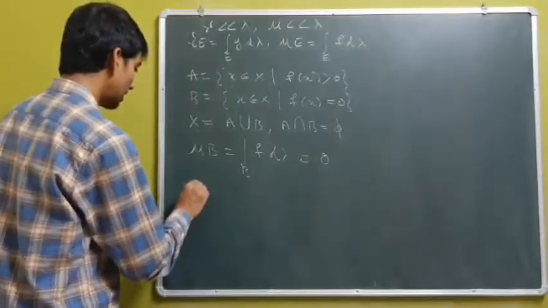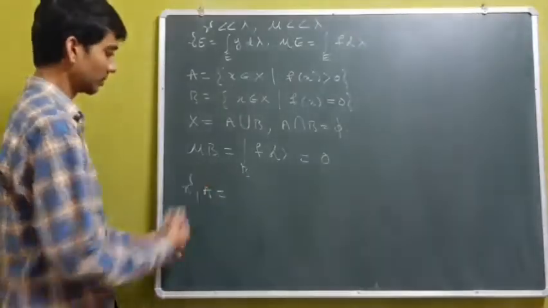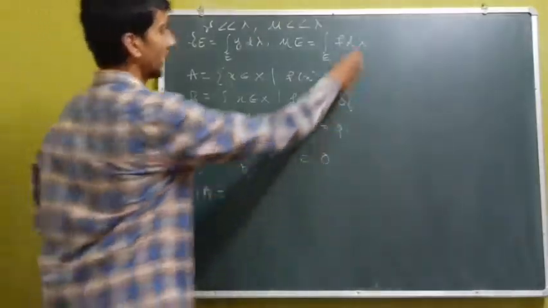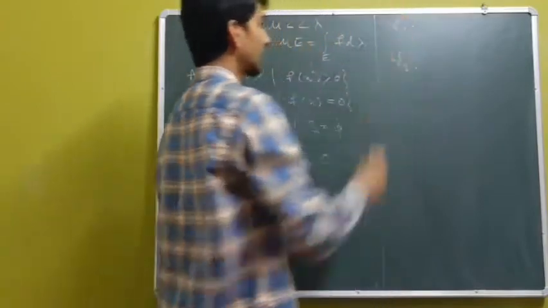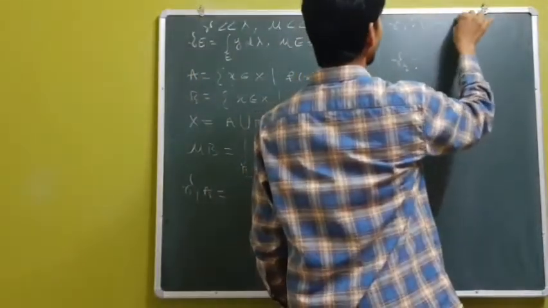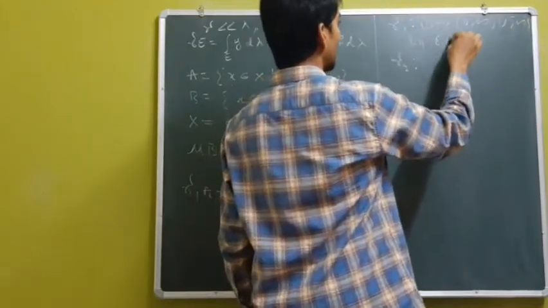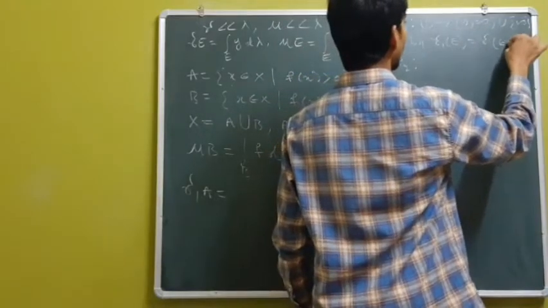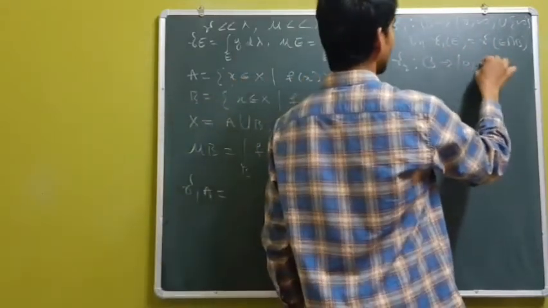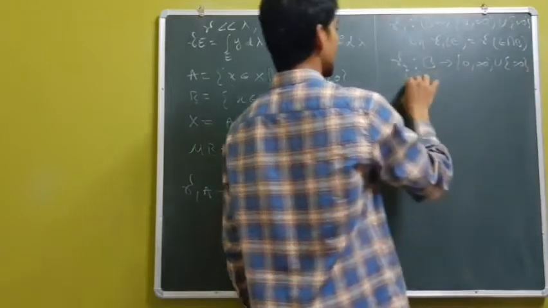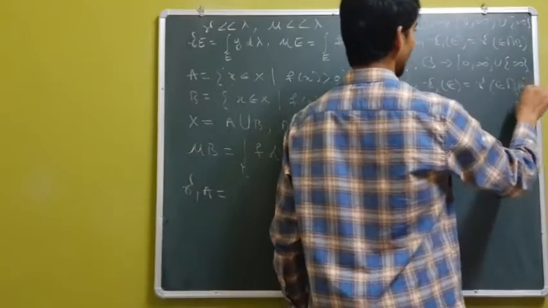Now I will define gamma 1. If I need gamma 1 to be mutually singular with respect to mu, I need to define measures gamma 1 and gamma 2. So I will define measures gamma 1 and gamma 2 from the collection B to [0, infinity] by gamma 1 of E to be gamma of E intersection B, and again gamma 2 to be the measure from B to [0, infinity] by gamma 2 of E to be gamma of E intersection A.